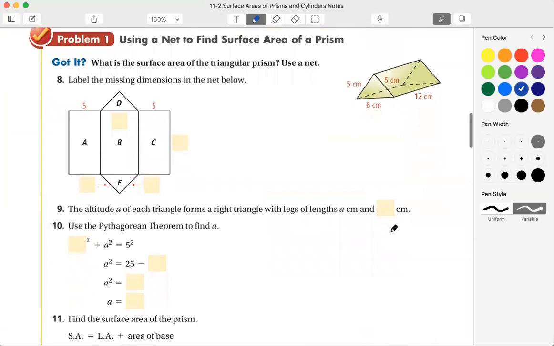All right, what is the surface area of the triangular prism? We could first do this by using a net. We're going to label the missing dimensions from this figure onto this net. The length of D is going to be 6, this is going to be 12, and both of these sides are going to be 5. The altitude A of each triangle forms a right triangle with length A centimeters and 3 centimeters. We use the Pythagorean theorem: 3 squared plus A squared equals 5 squared, so A squared equals 25 minus 9, A squared equals 16, A equals 4.